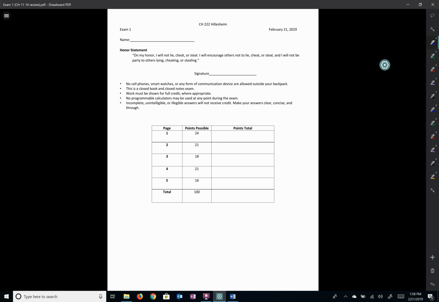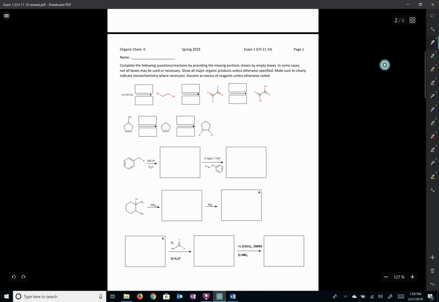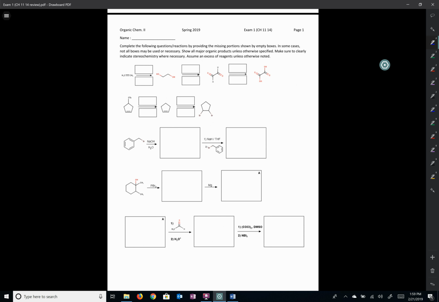Okay, we're going to look at exam 1 for organic chemistry 2. This exam was covering basically chapters 11 and 14, along with, as usual, a review of the previous chapters. So let's take a look at page 1 here and see if we can work through.